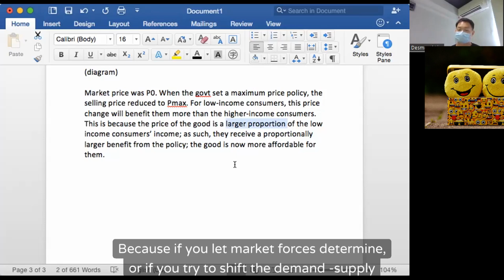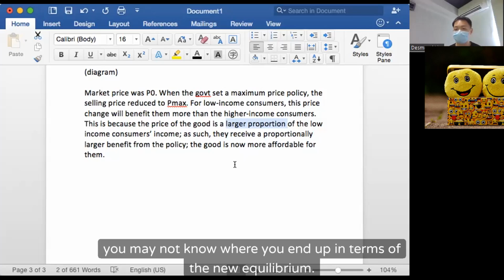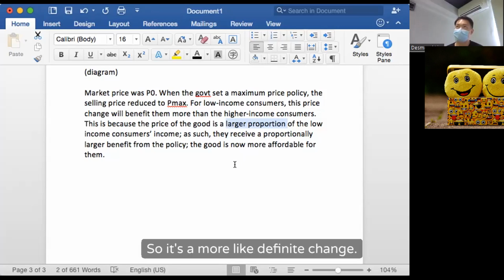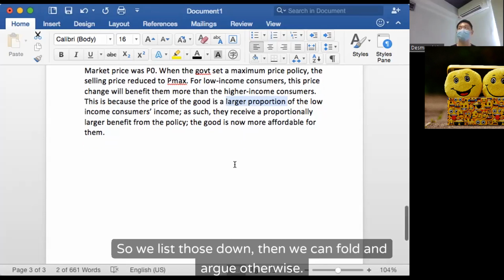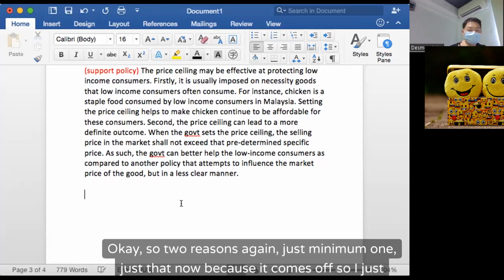Because if you let market forces determine, or if you try to shift the demand supply curve, you may not know where you end up in terms of the new equilibrium. But when we set the maximum price, it's very clear cut. Okay, it shall not exceed that level, right? So it's a more definite change. Okay, so we list those down, then we can go and argue otherwise. Very solid. So two reasons again, just minimum one. Just that now because it comes up, so I just include them.